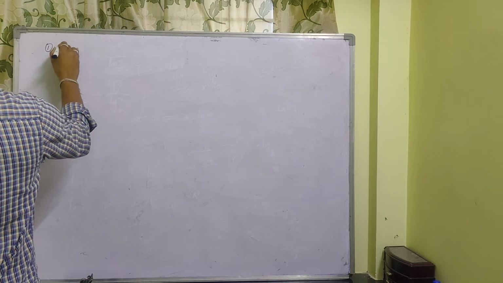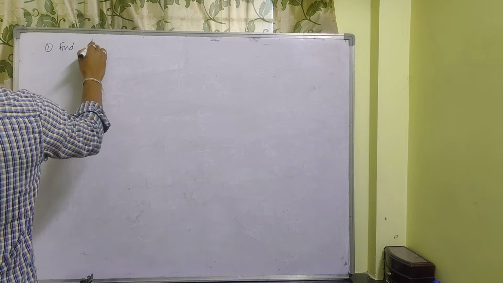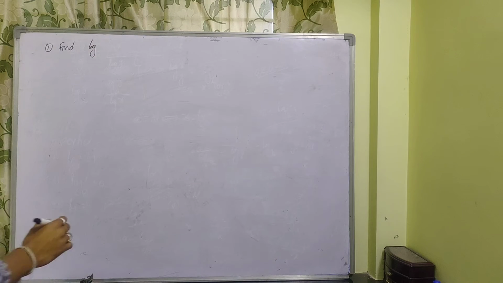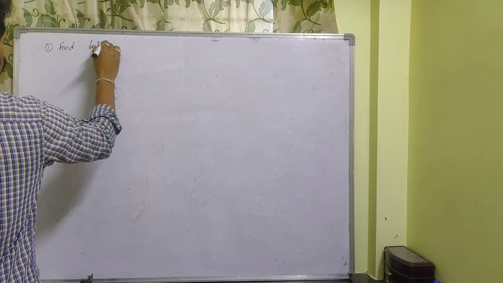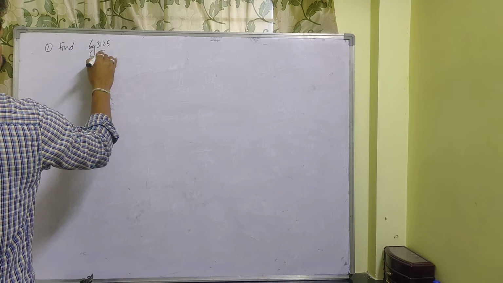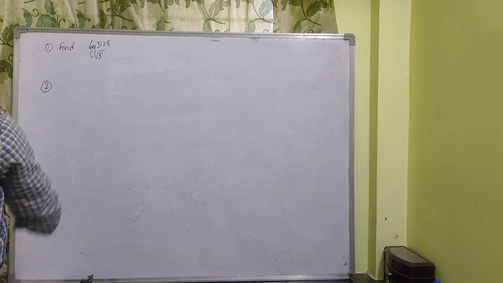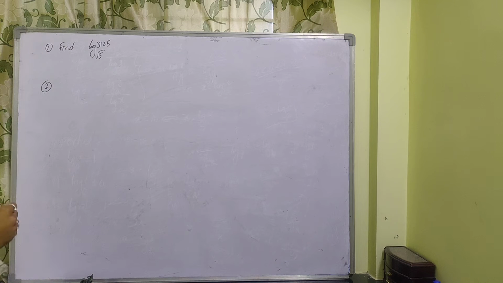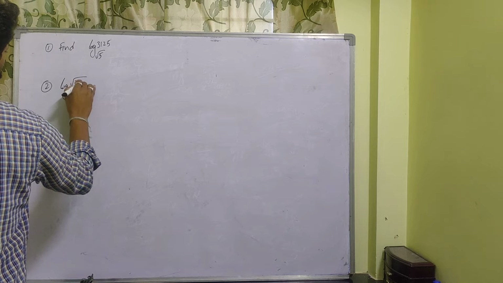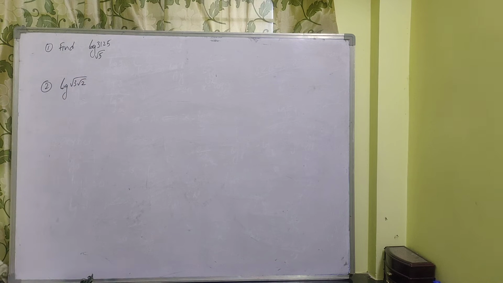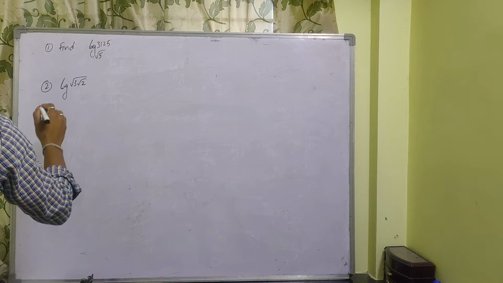See here, problems. First question, find log 3125 base root 5. Second question, I am giving total five questions here. Second question, log root 3 root 2 base 5832.